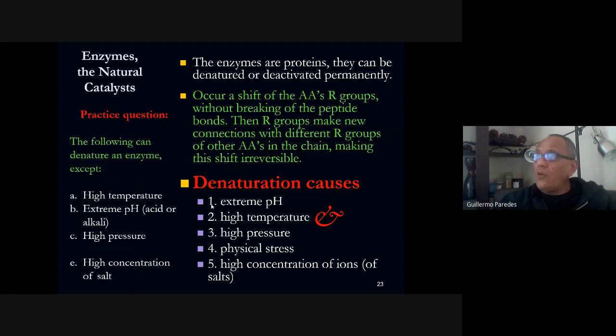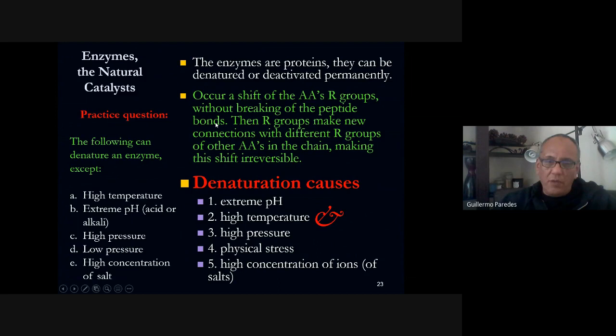And those are the only two I want you to remember. The rest, high pressures, that is physics. I don't care about that. Physical stress, I don't care about that. High concentration, I don't care about that. Just remember, the denaturation causes are the only two. If I ask you something else, I give you the point. But I'm not going to do it. So remember the two main causes of denaturation: extreme pH and high temperature.